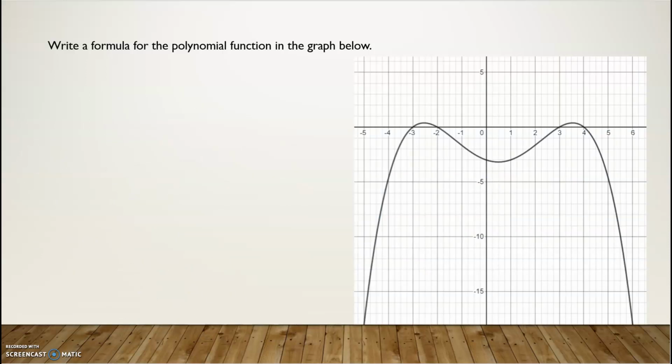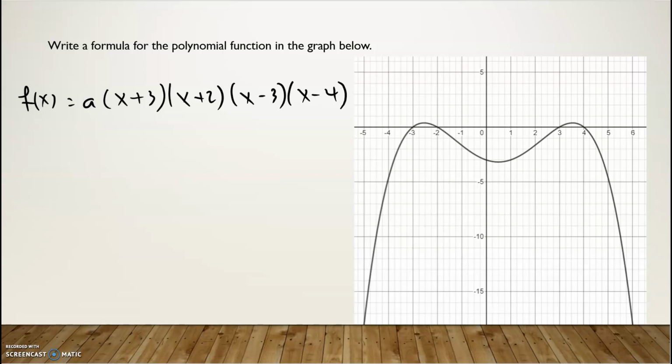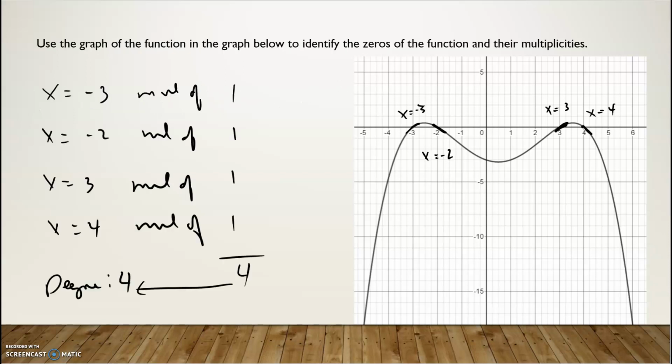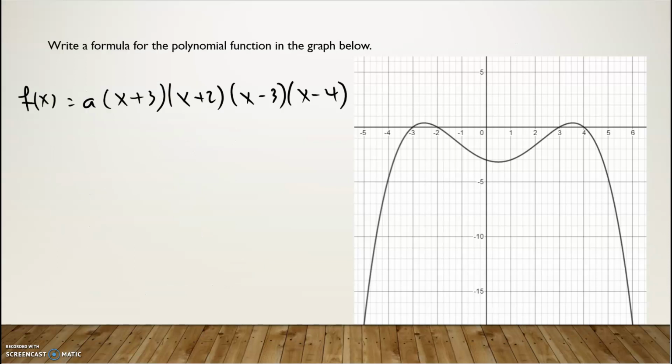Now let's look at this one, and we've already looked at the multiplicities and the zeros. So we could write f of x. I'll go ahead and write that a there. We had x plus 3, x plus 2, x minus 3, and x minus 4. All these had a multiplicity of 1. I'm getting these from right here. There's a -3, change it to +3. There's a -2, change it to +2. Here's a 3, change it to -3. Here's a 4, change it to -4 like I did here.